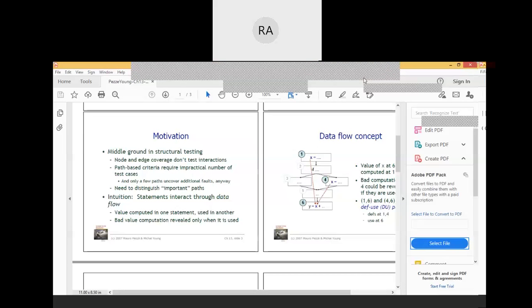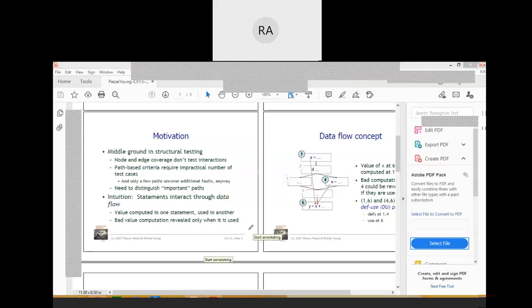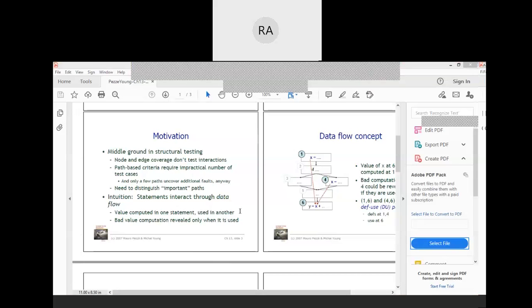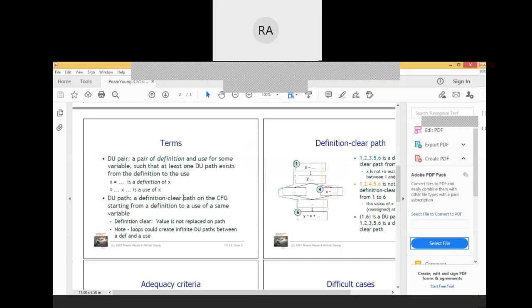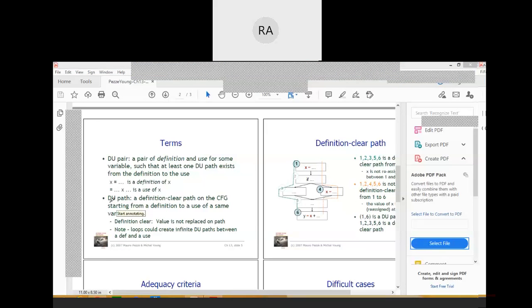That's how you can come to the conclusion that if there exists at least one DU path between the definition and the use, then it will form a DU pair. That is the definition. After that, I have one more terminology called DU path. We have already studied this: a definition clear path on the control flow graph, from definition to use of a specific variable which is under study.